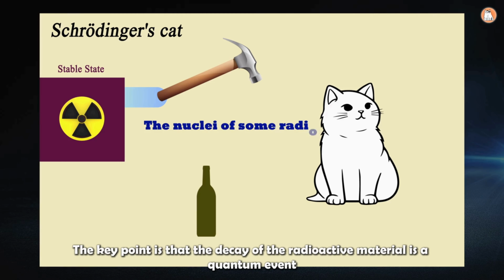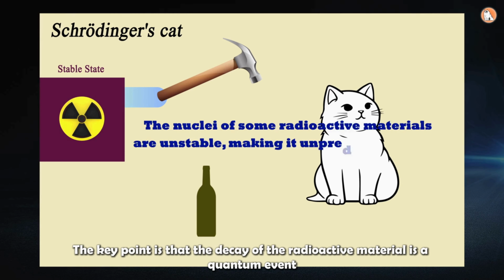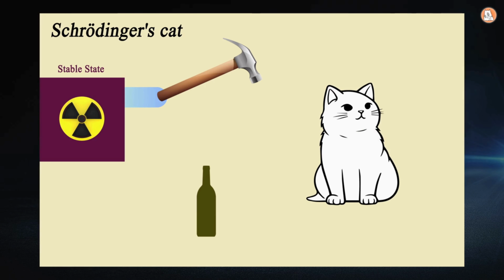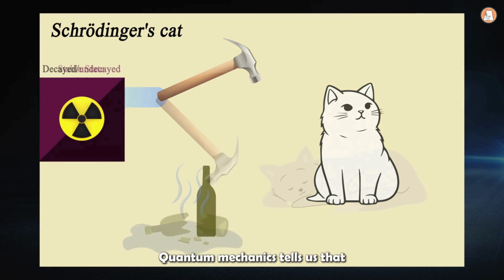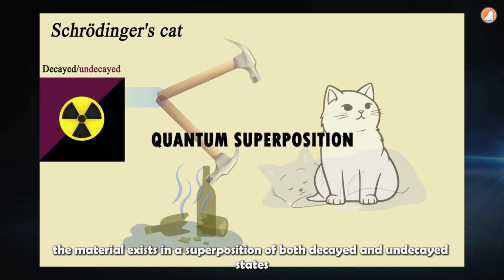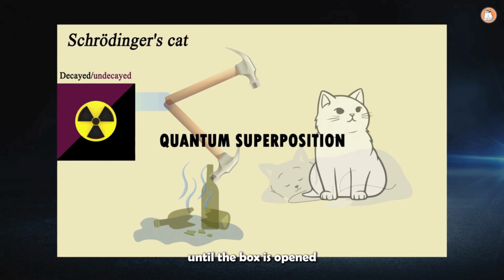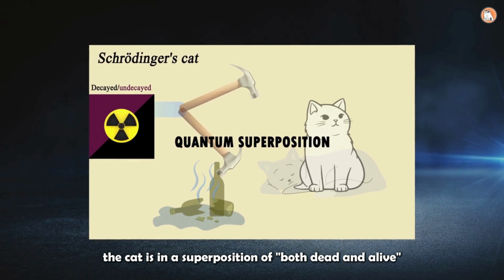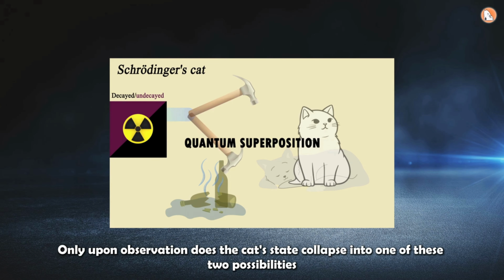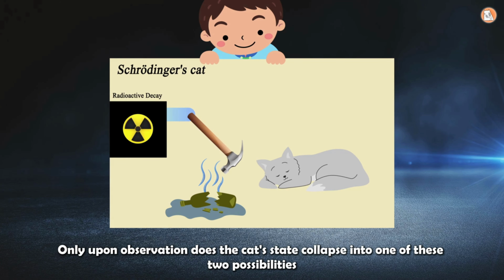The key point is that the decay of the radioactive material is a quantum event, and until observed, it is impossible to determine whether it has decayed. Quantum mechanics tells us that before observation, the material exists in a superposition of both decayed and undecayed states. Therefore, until the box is opened, the cat is in a superposition of both dead and alive. Only upon observation does the cat's state collapse into one of these two possibilities.